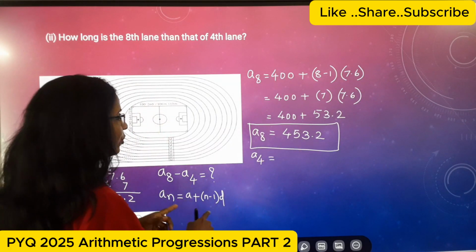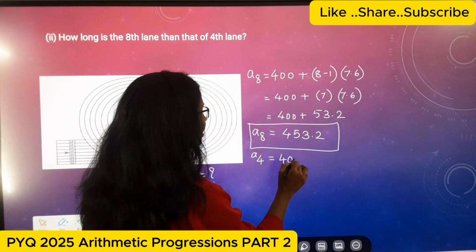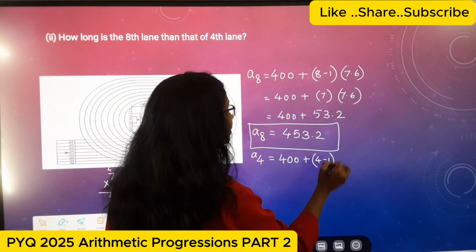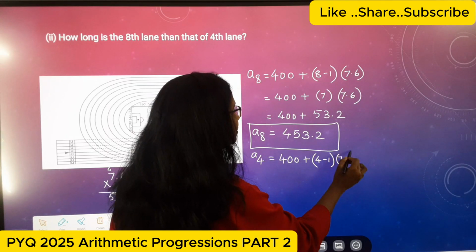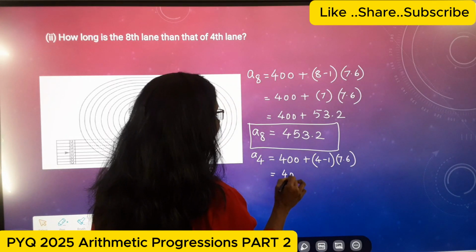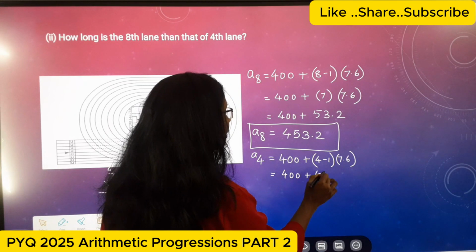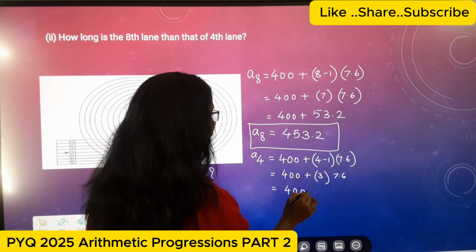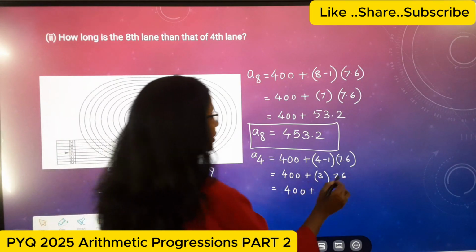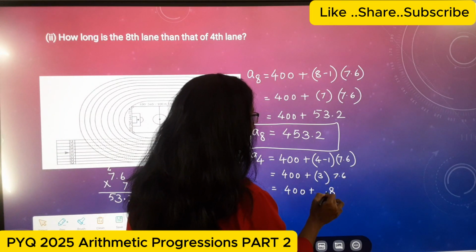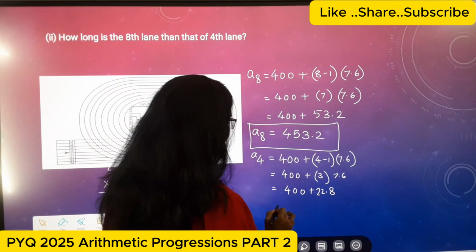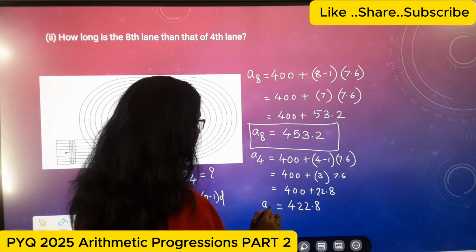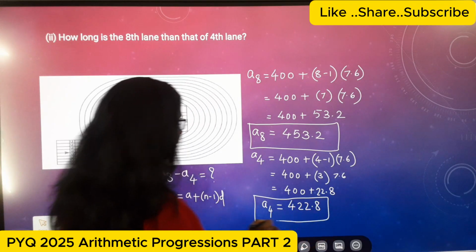Now the next one, that is calculate A4. Use the same formula here, that is 400 plus (n minus 1), where n is equal to 4, multiplied by 7.6. So here 400 plus 3 multiplied by 7.6, then 400 plus 22.8, that means 422.8 is A4.